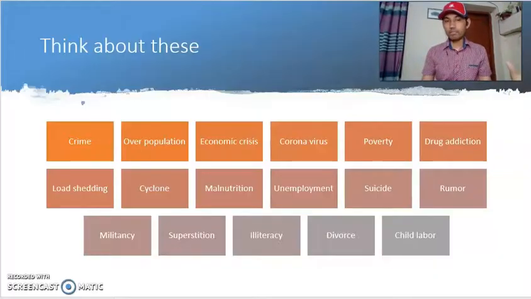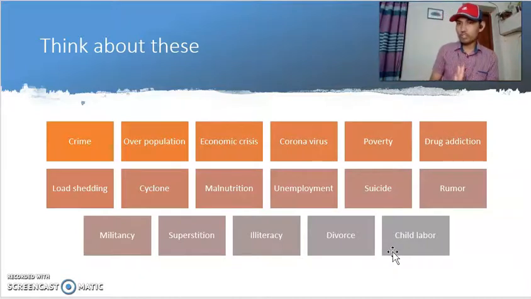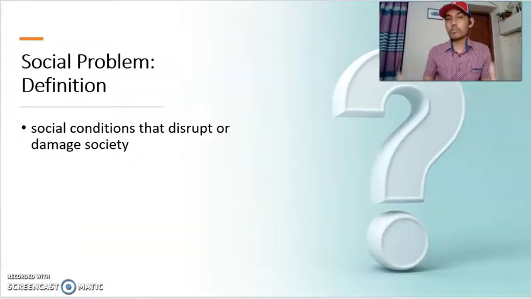There are lots of problems: crime, overpopulation, economic crisis, coronavirus, poverty, drug addiction, load shedding, cyclone, malnutrition, unemployment, suicide, rumor, militancy, superstition, illiteracy, divorce, child labor, etc. There are lots of problems, but is every problem a social problem? To answer this, let's see what a social problem is.